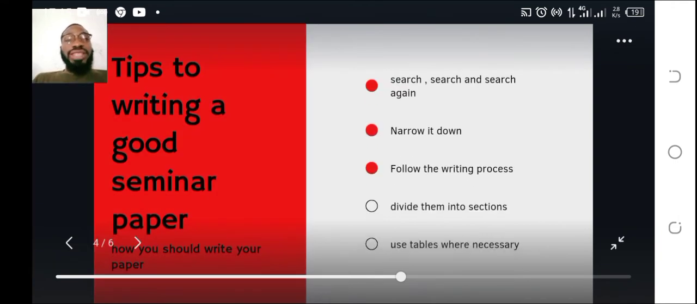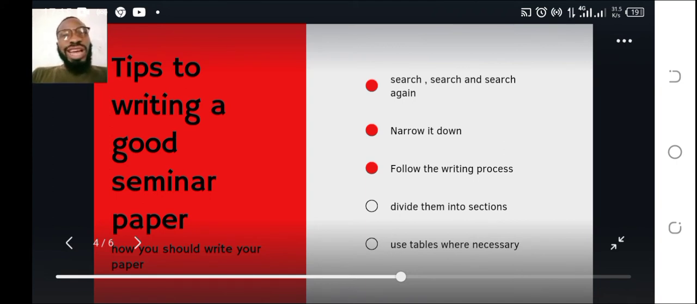The tips for writing a good seminar paper. The first thing I'm going to say is you have to search, and search, and search again. Go online, use Google, use PubMed. Every single file you want to search for relating to your topic, go around, search and search. I'm going to share a video on how to search for materials online for your particular topic or topics related to your project. Different materials can be found online.